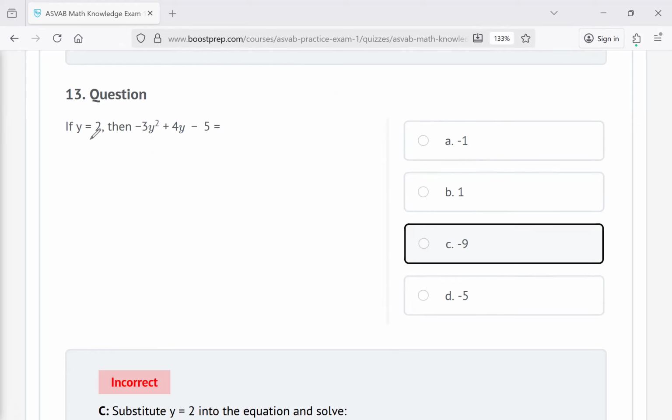Okay, question 13. If y equals 2, then negative 3y squared plus 4y minus 5 equals what? So we just got to plug in 2 for y. So it's going to be negative 3, wherever you see a y, plug in 2. That's 2 squared plus 4 times 2 minus 5.